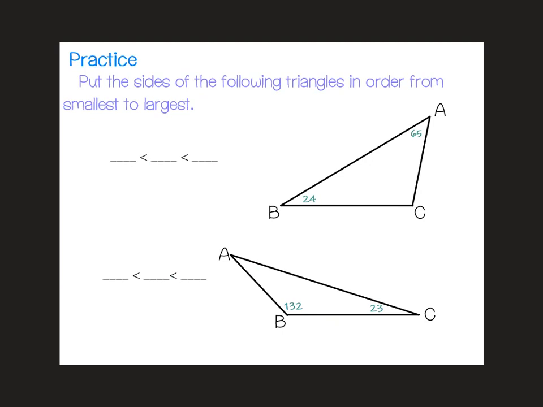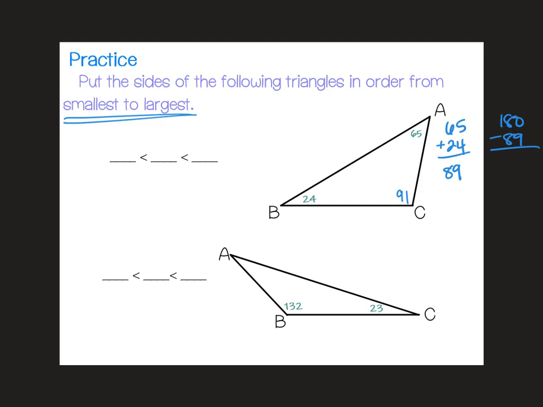Okay, so this is the same idea, but the opposite. So we're going to start the top triangle by solving for the missing angle. So I'm going to add 65 and 24, which is 89. Subtract from 180 to find the missing angle. So that missing angle is 91. This time still says smallest to largest. Always make sure you read that.